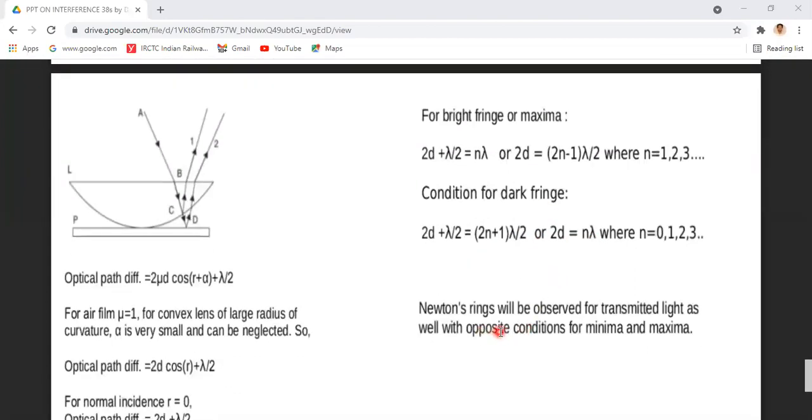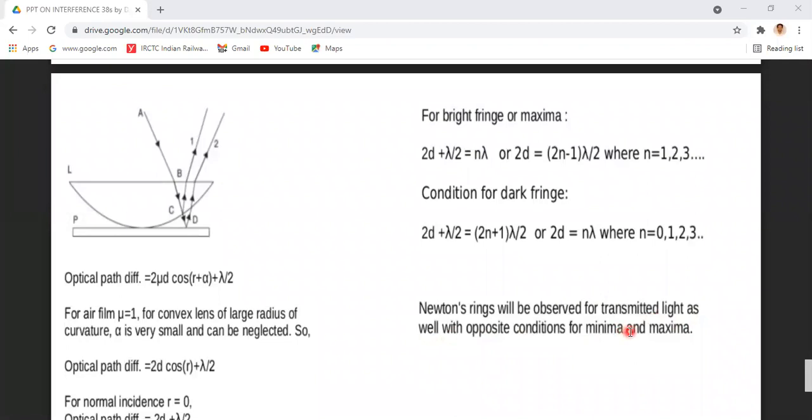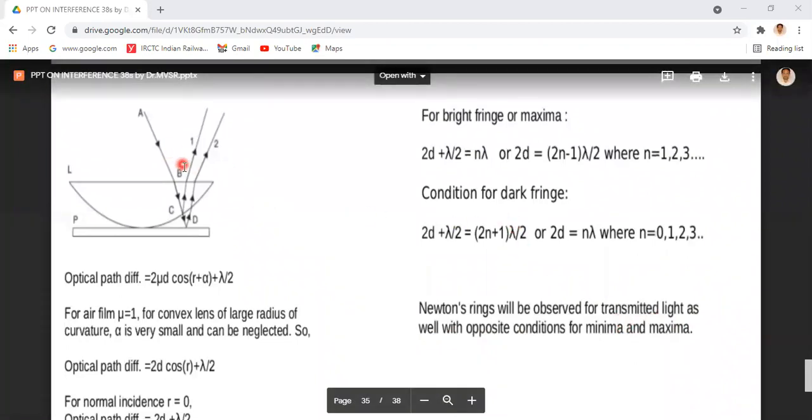Newton's rings will be observed for transmitted light as well, with opposite conditions for minimum and maximum. That means Newton's rings are observed in reflected light rays, but you can also observe them in transmitted light rays. If observed in transmitted light rays, the conditions for maximum and minimum just interchange.